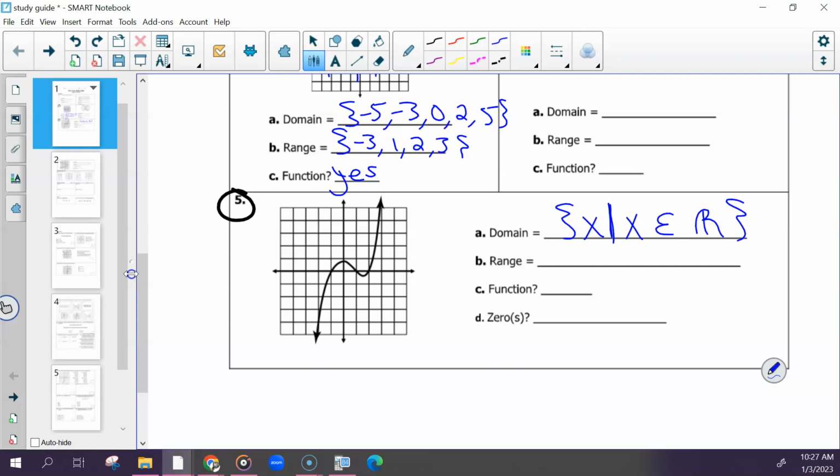For our range, we're looking lowest to highest. Do we know what our lowest value is? No. What about our highest? So this would also be all real numbers, except instead of x, you're going to write y.